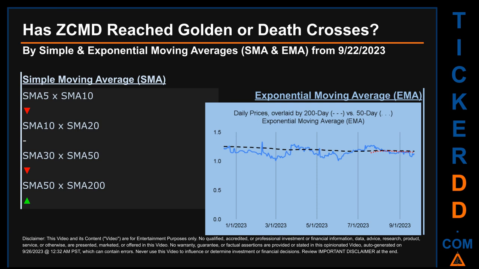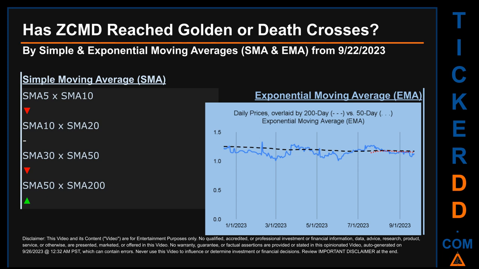Has ZCMD price reached golden or death crosses? Golden Cross and Death Cross are basic signals that compare average prices across two specified trade day ranges, a short-term versus a long-term range. For example, 5-day versus 10 trade days. Essentially, a Golden Cross is a bullish signal. It appears when a ticker's short-term moving average crosses above its long-term average. Vice versa, a Death Cross is a bearish signal when the short-term crosses below its long-term moving average.